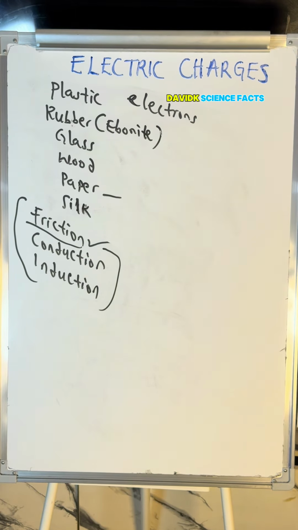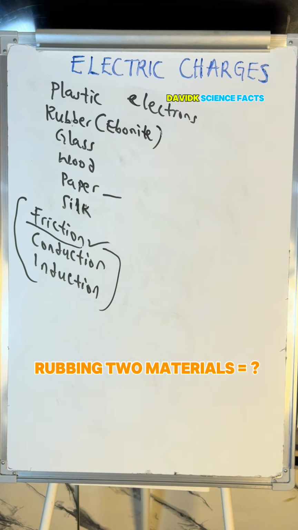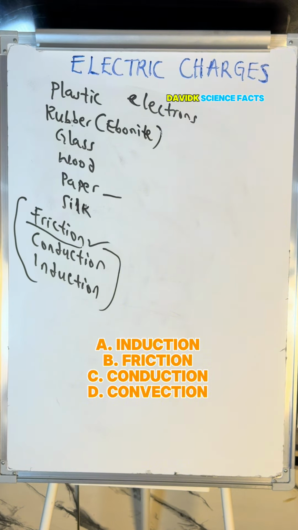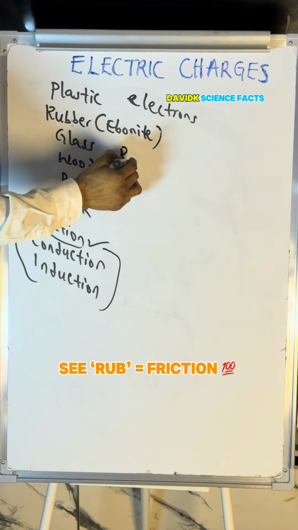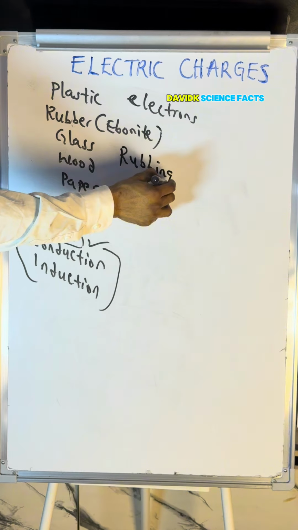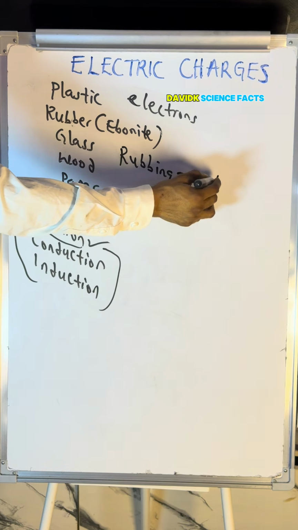Before I talk more about friction, I would like to ask a question. Two materials rubbed together acquire opposite charges. This is charging by... The options are displayed on the screen. What do you think is the answer? The correct option is B, friction. Reason: rubbing is friction.